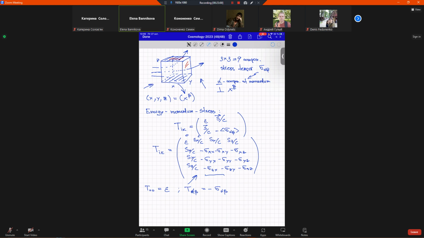Unfortunately, we don't have time, because of course the energy momentum stress tensor is an interesting object. But the cosmology course, including general relativity, from my point of view, could be much larger than we have now.